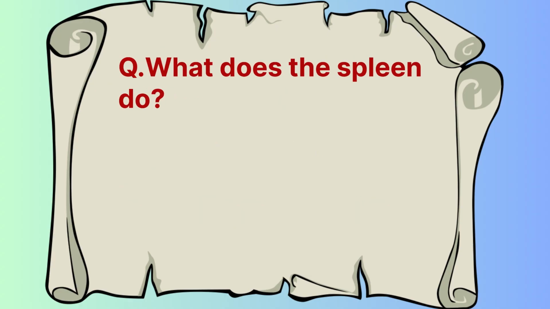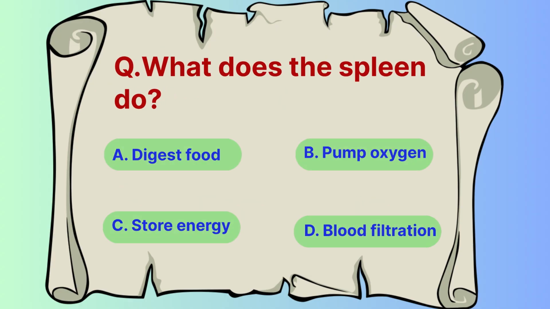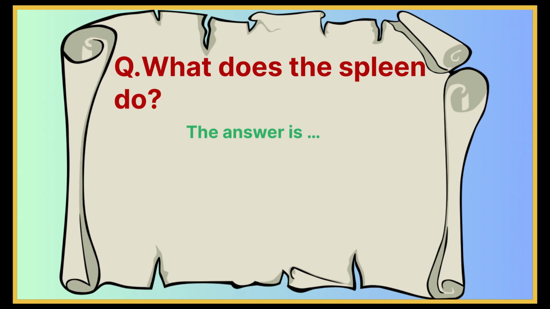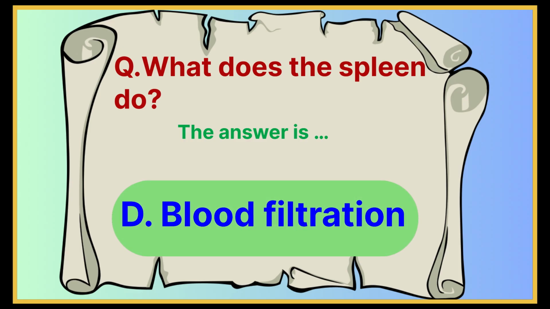So the next question is, what does the spleen do? So the options are A, digest food, B, pump oxygen, C, store energy, D, blood filtration. So the correct answer is option D, blood filtration.